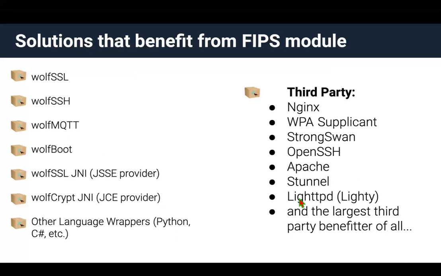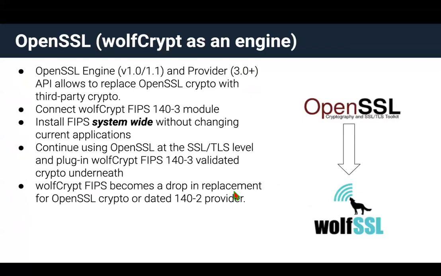As far as solutions that can benefit from our FIPS module, obviously all of our product suites can benefit from consuming FIPS certified cryptography. We can set up any one of our products with either a non-FIPS commercial implementation of wolfCrypt or one of the FIPS certified versions. And we've also tested it with all these third-party implementations: Nginx, WPA Supplicant, Strong Swan, OpenSSH, Apache, STunnel, Lighty, and obviously OpenSSL.